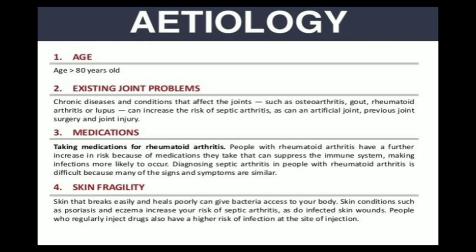Now some more etiologies. Age older than 80 years, existing joint problems. That means if a person has a joint problem, they will be more prone to septic arthritis. Medications, such as those taken for rheumatoid arthritis. People with rheumatoid arthritis have a further increased risk because the medication they take can suppress the immune system. So if the immune system is suppressed, there will be more chances of bacteria invading the body that can cause septic arthritis.